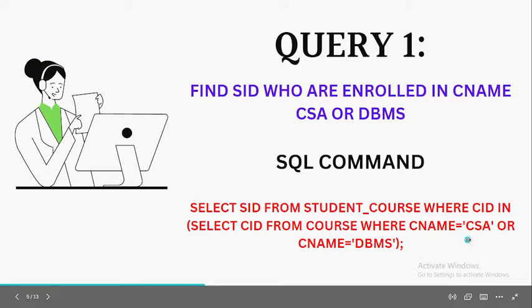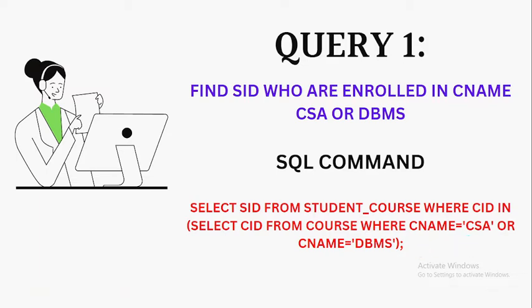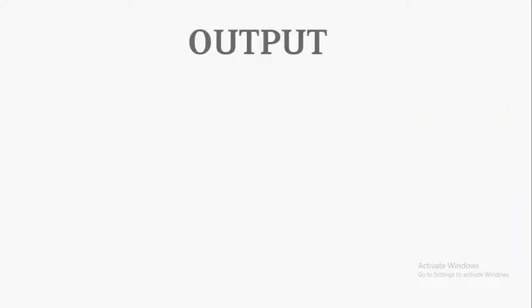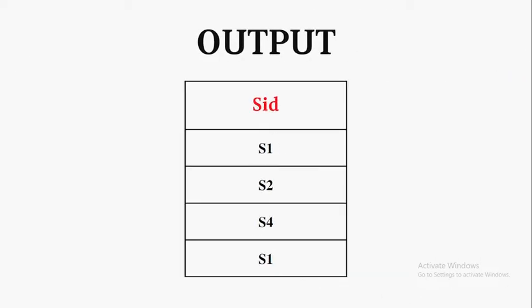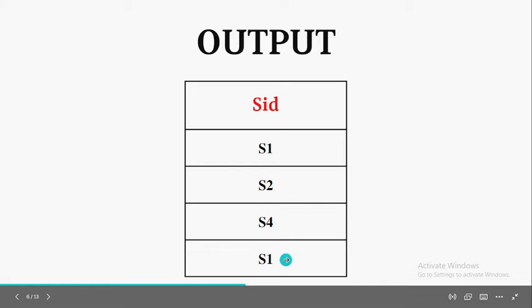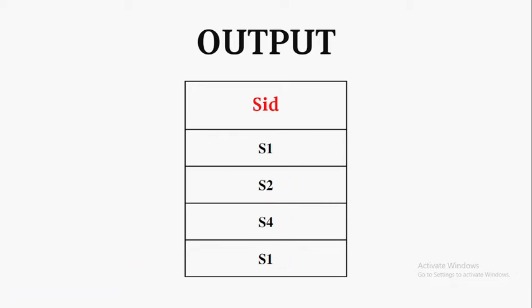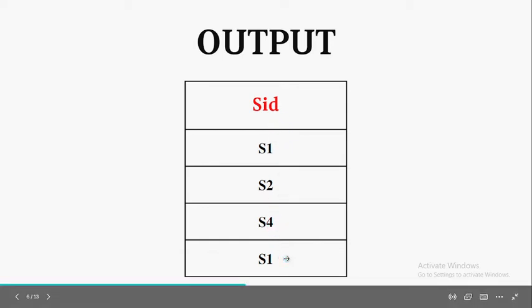So here if you execute this query, you will generate the output having only one column. The name of the column will be SID, and you will see the records, that is S1, S2, S4 and S1. So here you can see why this S1 is coming twice, because this S1 may be associated with two subjects, either with computer system architecture or with database management system. So how many times it will appear? It will come that many times in this output table also.